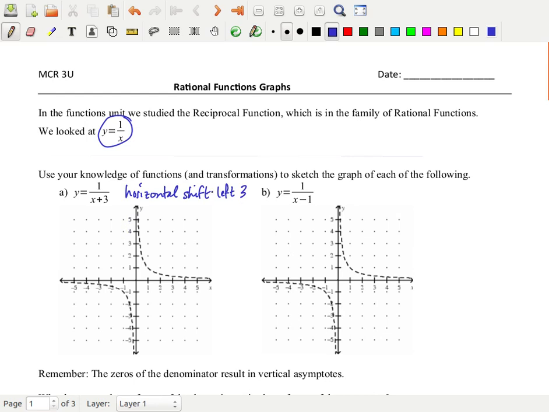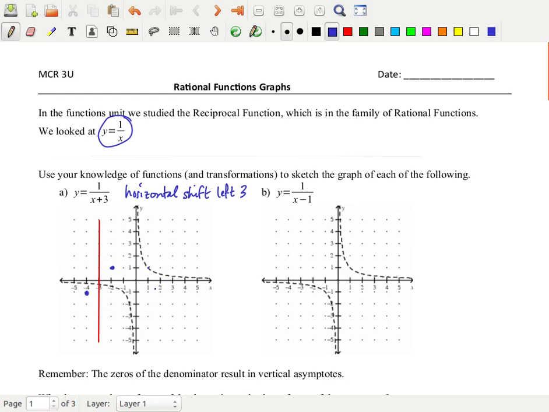Now, what's the effect of a horizontal shift left by 3? It means all of the points on this graph have shifted left by 3. And very importantly, and probably most importantly, this vertical asymptote has shifted to the left by 3. So there is now a vertical asymptote there. Just going to try to clean that up a bit. And this key point, for example, this key point at 1, 1 has moved over here. It's shifted to the left by 3. And this key point at -1, -1 has shifted to the left by 3.